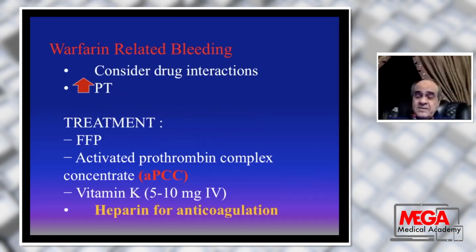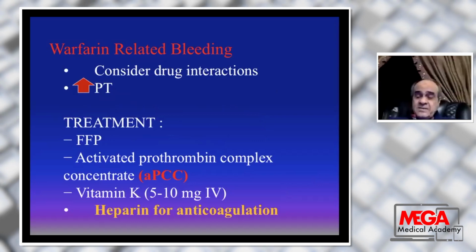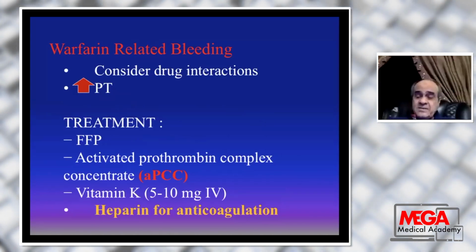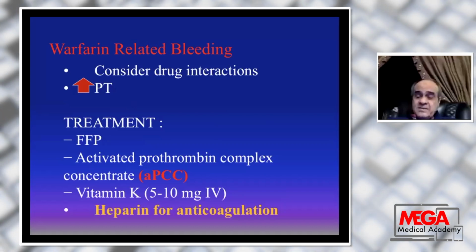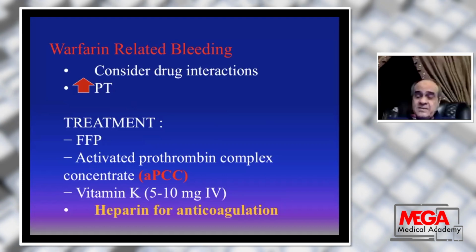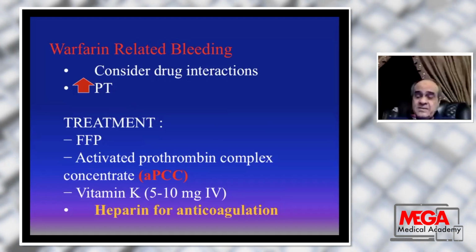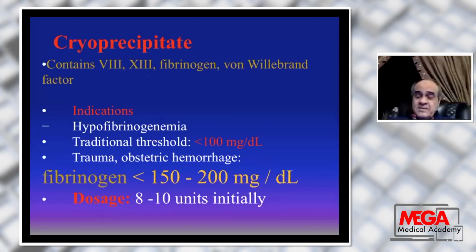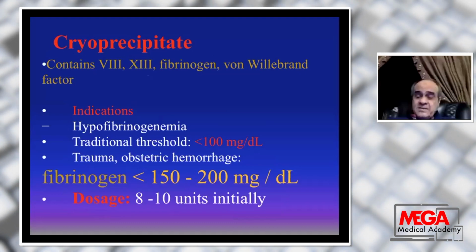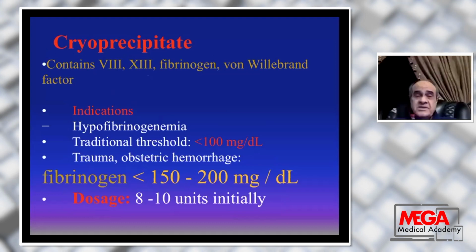Warfarin-related bleeding, we have to consider drug interactions, and we will find an increased PT. The treatment here is fresh frozen plasma and activated prothrombin complex concentrate. We can give vitamin K, and we can replace warfarin with heparin. Cryoprecipitate contains factor 8, factor 13, fibrinogen, and von Willebrand factor, with indications in cases of hypofibrinogenemia and obstetric hemorrhage. The dose is 8 to 10 units initially of cryoprecipitate.